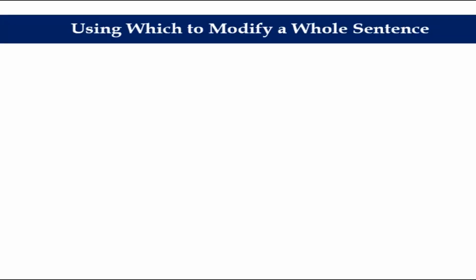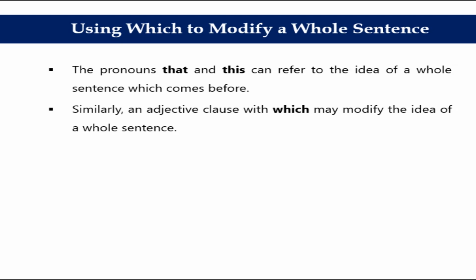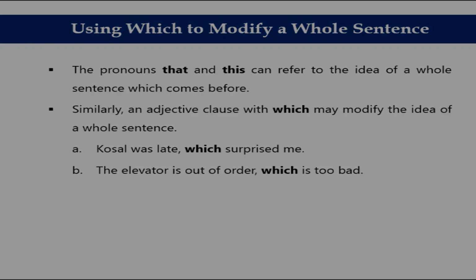Here is the sixth main point in our lessons today about how to use which to modify a whole sentence. The pronouns that and this can refer to the idea of a whole sentence which comes before it. Similarly, an adjective clause with which may modify the idea of a whole sentence. For example, A. Gosal was late, which surprised me. B. The elevator is out of order, which is too bad.